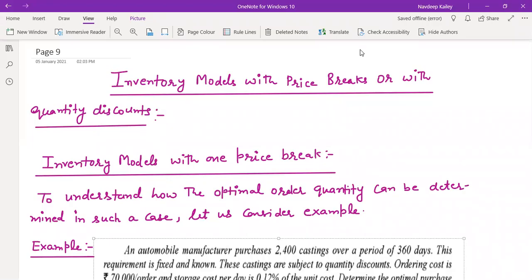Hello, students. In my last lecture, I discussed inventory models with probabilistic demand. Today, I am going to discuss inventory models with price breaks, or we can say with quantity discounts.